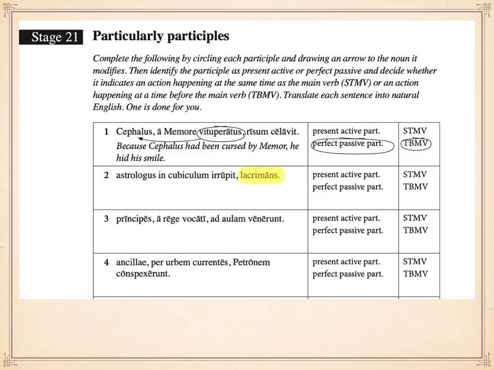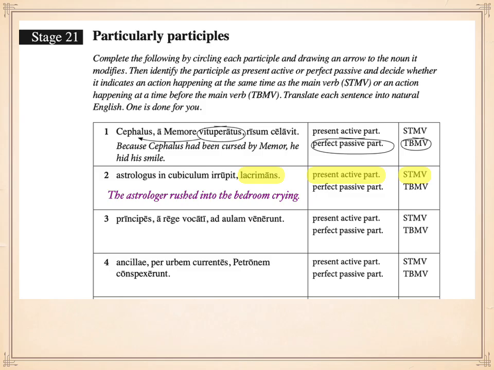And then we can see that lacrimans, right, is a nominative singular. So it goes with astrologus. So it's the crying astrologer, the weeping astrologer. But we would probably translate it something like, the astrologer rushed into the bedroom crying. And so lacrimans is present active, which means that the action of crying is happening at the same time as irrupit. So I've highlighted same time as the main verb. The astrologer is both crying and rushing at the same time.